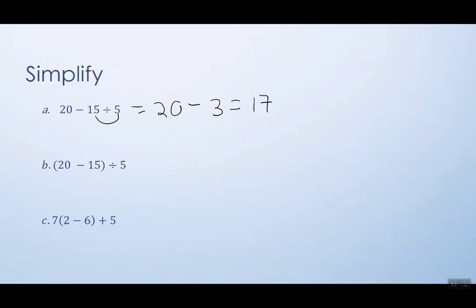I kept these same numbers and I kept the operations, but I put a set of parentheses in to see how it changes it. So now that I first have parentheses for 20 minus 15, that gives me 5. And 5 divided by 5 gives me 1.